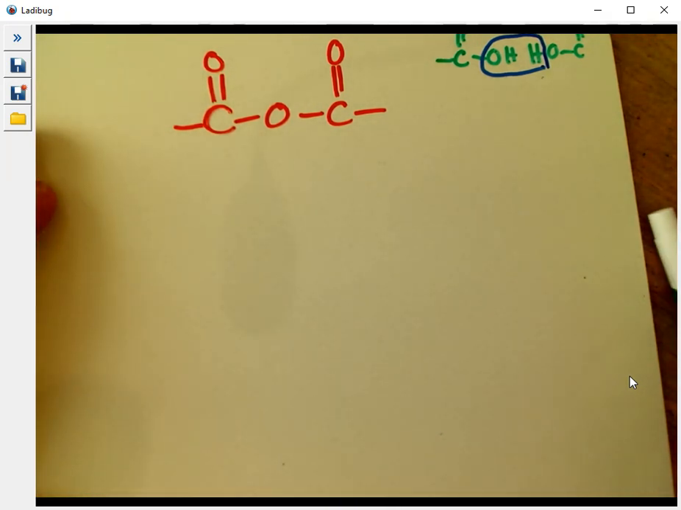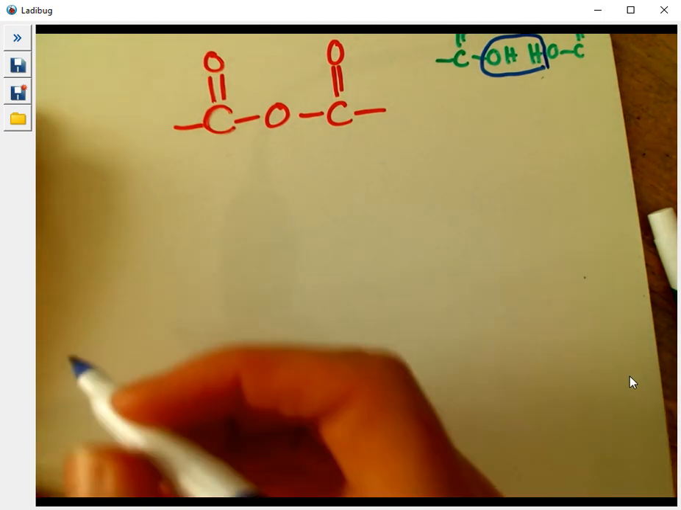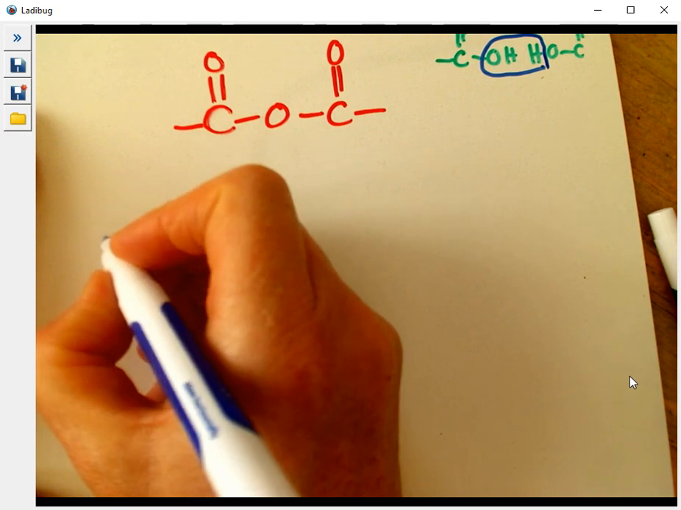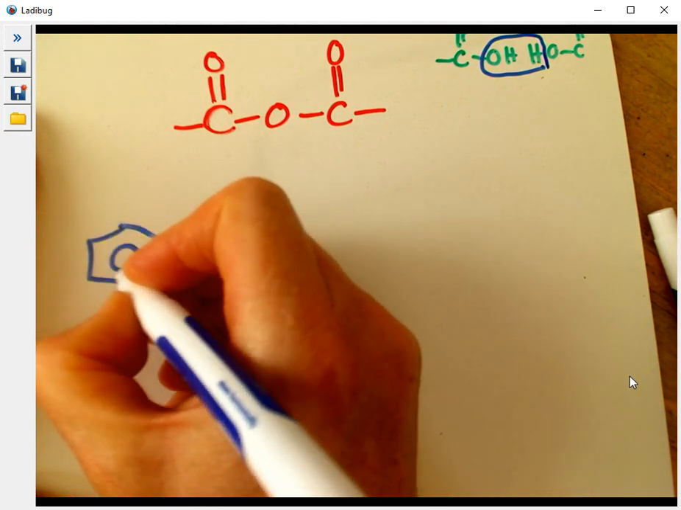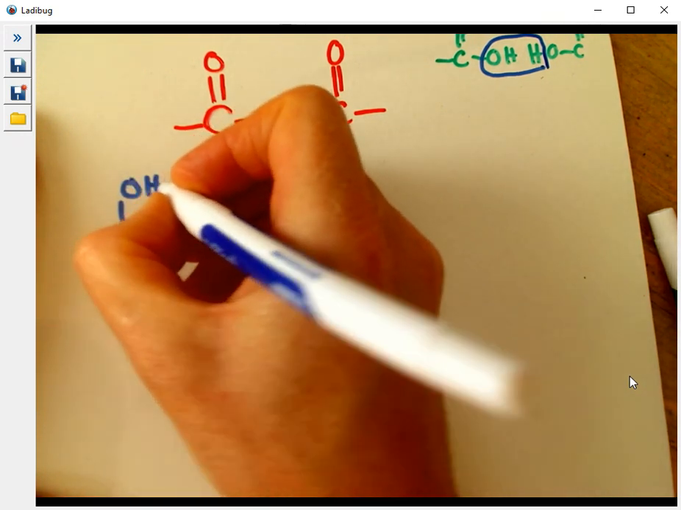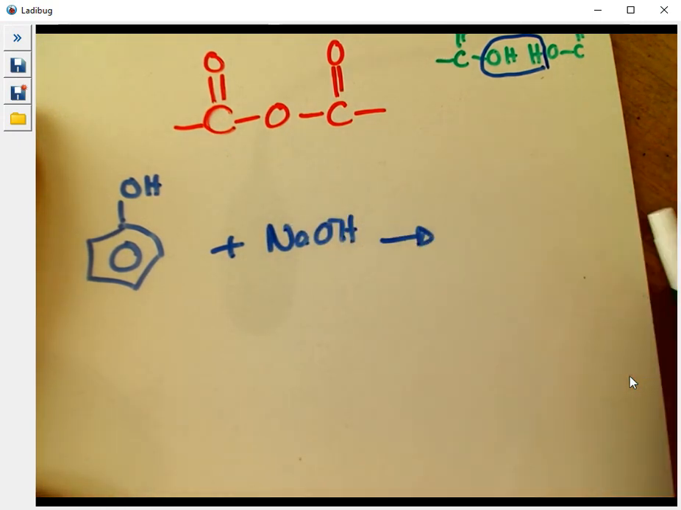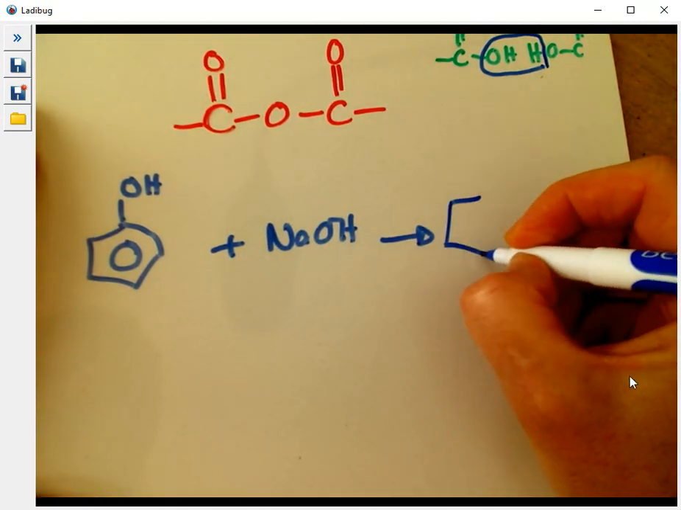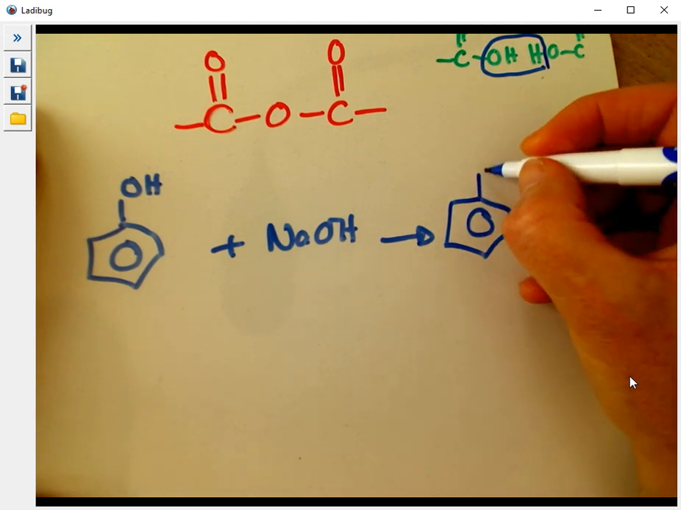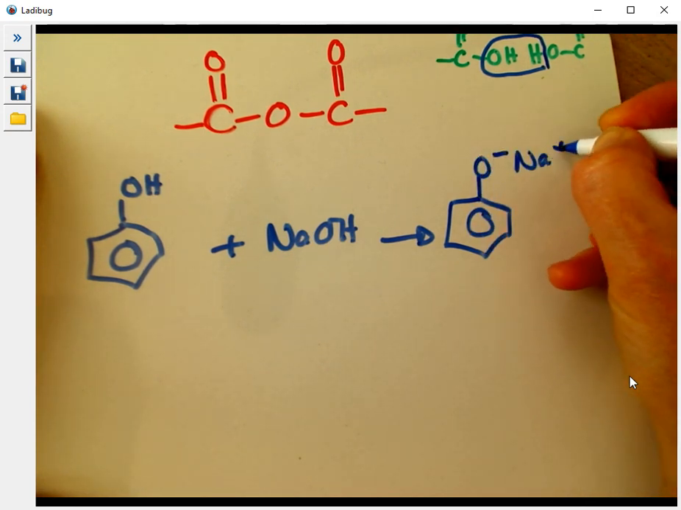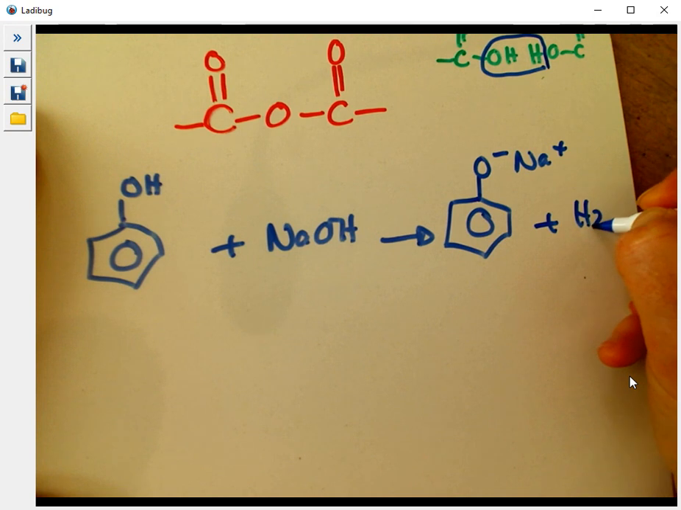So what we tend to do when we're trying to react an acid anhydride with a phenol is first of all react with sodium hydroxide. So we have our phenol reacts with sodium hydroxide. This is just an acid-base reaction. We were talking about this on the other video. And so we get O minus Na plus H2O.